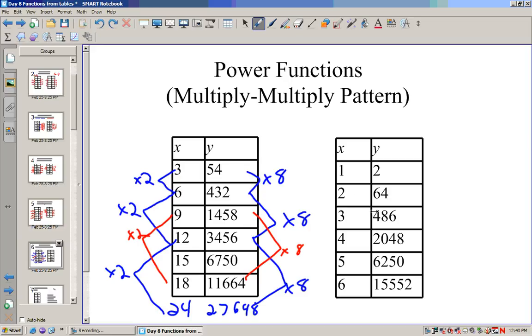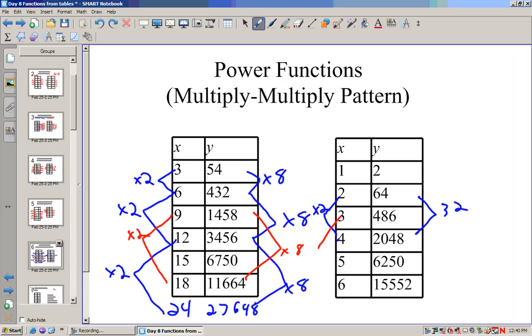Over here, let's pick anything. Let's go from 2 to 4. So if I multiply by 2, what am I going to multiply over here? 2,048 divided by 64 will give us 32. So if I multiply by 2 again, that would get us to 8, which isn't necessarily in our function.